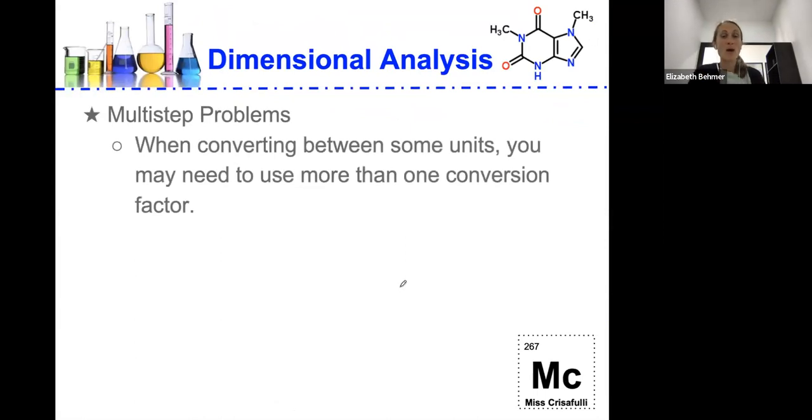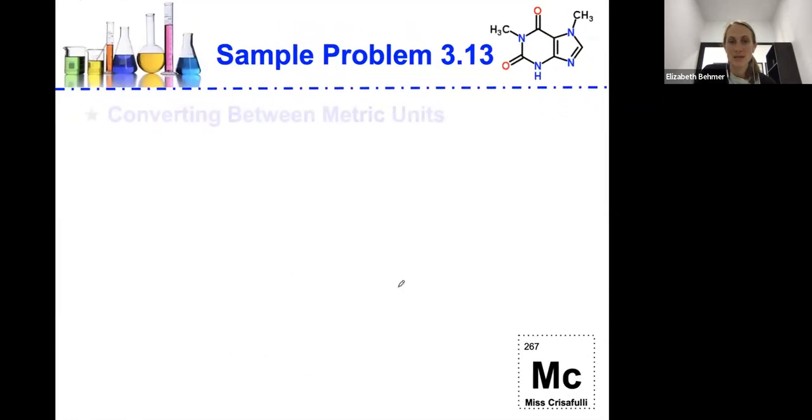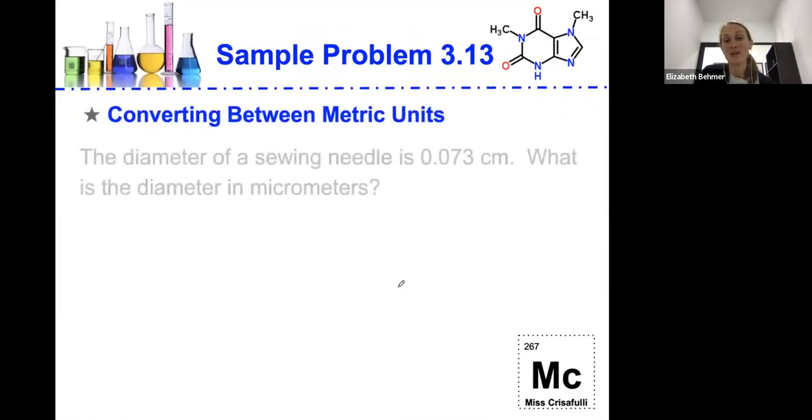Now let's talk a little bit about multi-step problems. When converting between some units, you may need to use more than one conversion factor, which makes it a little more fun and interesting. So let's convert between metric units. Let's go through this sample problem.